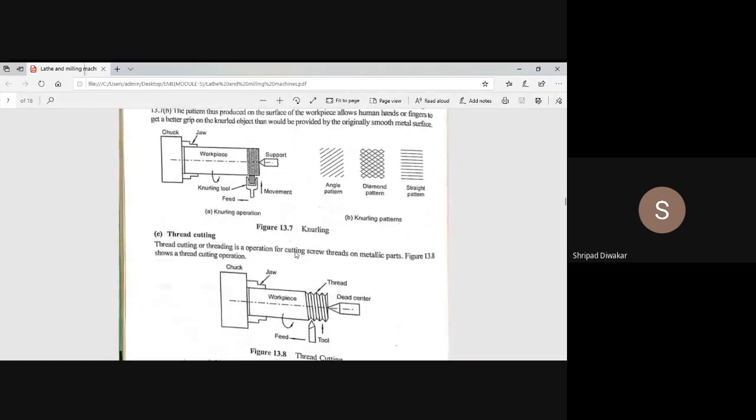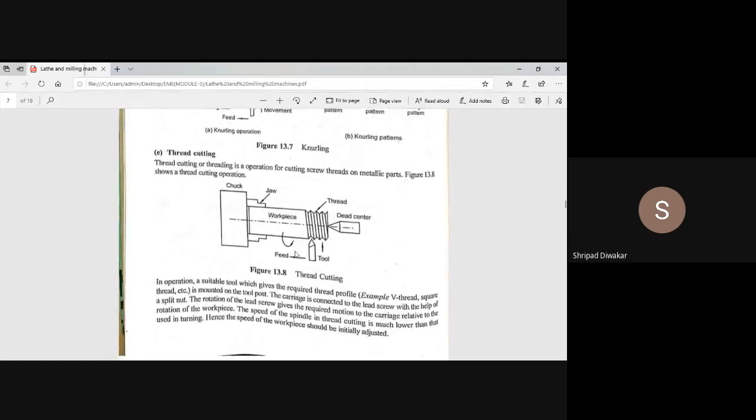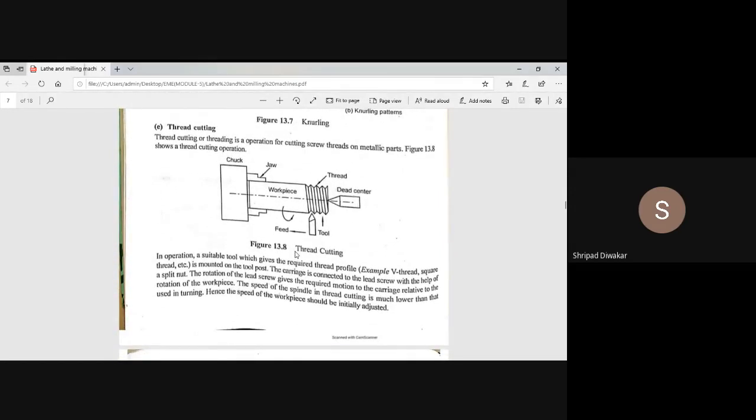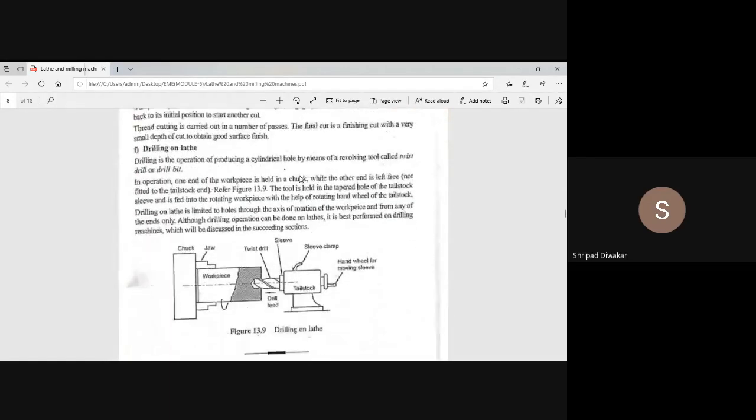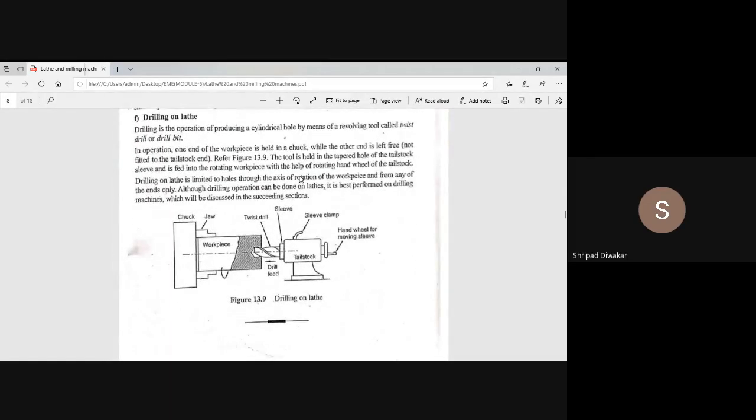And fifth one is thread cutting, which means we can generate the threaded structure on the surface of the given workpiece. That is called thread cutting, generation of threads on the given workpiece. This is the fifth operation. Next, sixth operation is drilling on the lathe. Drilling means generation of a hole in the given workpiece. That is called drilling. So these are the operations we can perform on the lathe machine.